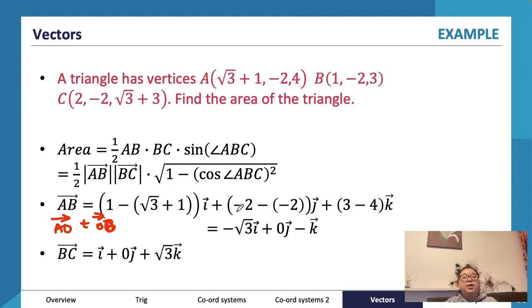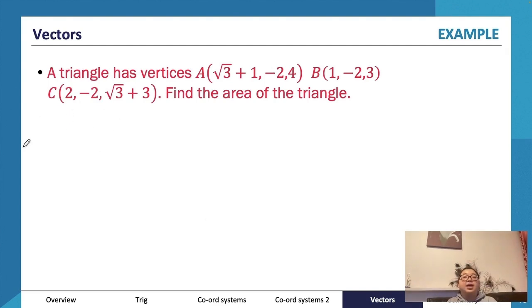And then similarly for the BC component, this is going to be BO plus OC. So it's going to be BO, which is negative 1 plus 2, so that's going to be 1. Then we're going to get negative 2 negated, which is 2, so 2 plus negative 2 is 0. And then we're going to get negative 3 plus 3 root 3, where the negative 3 and the 3 cancel out, and you're just left with root 3.